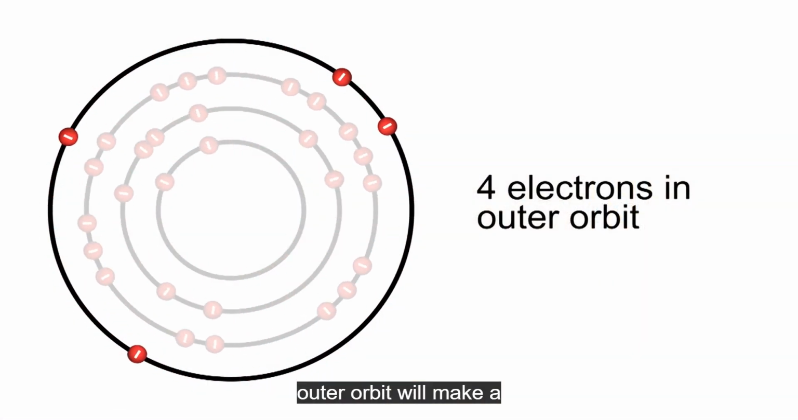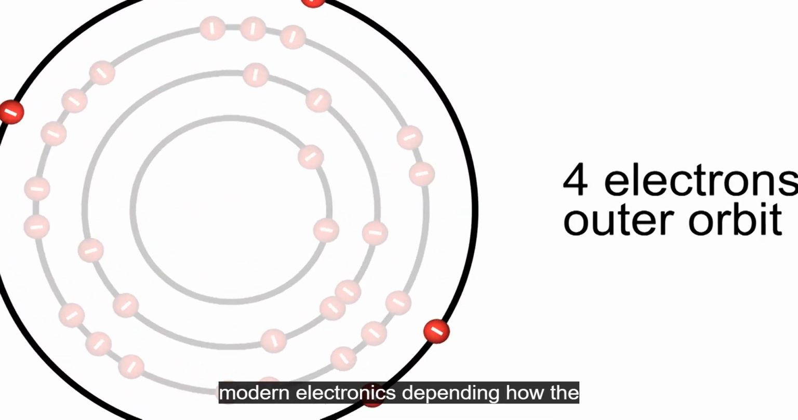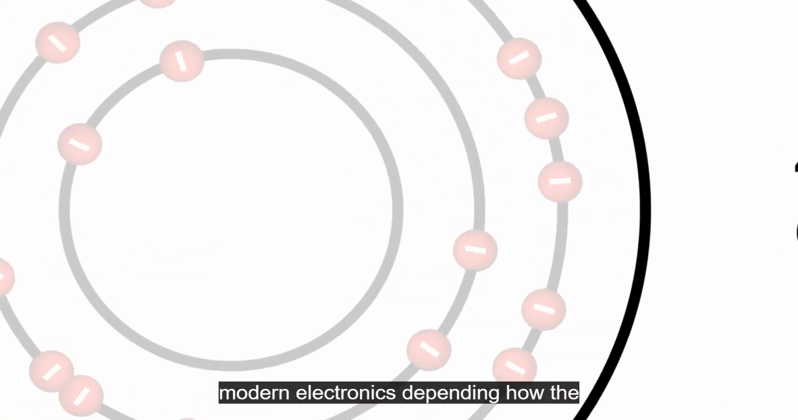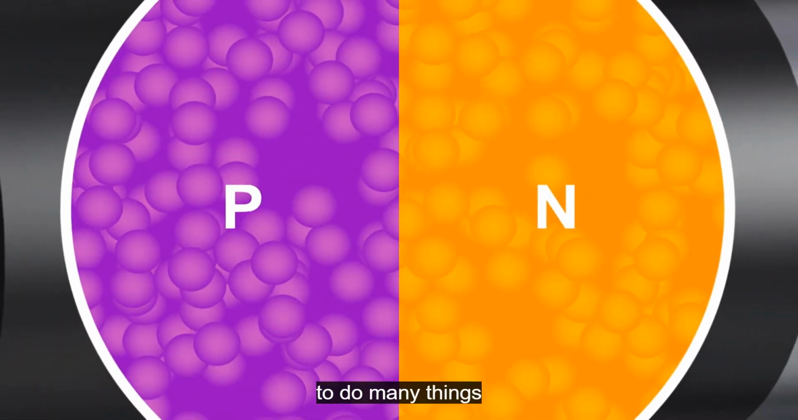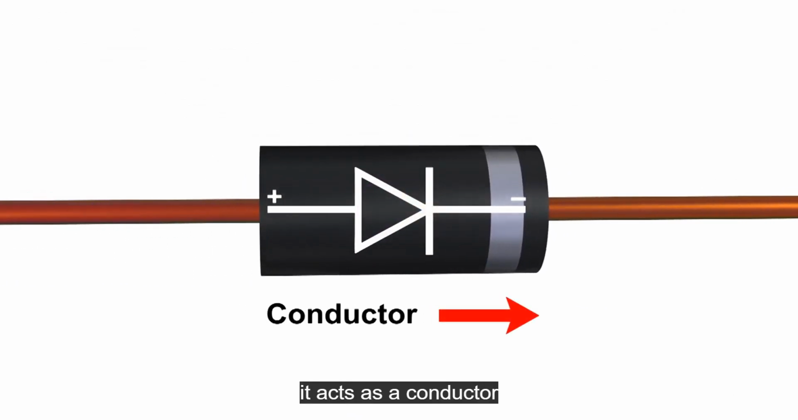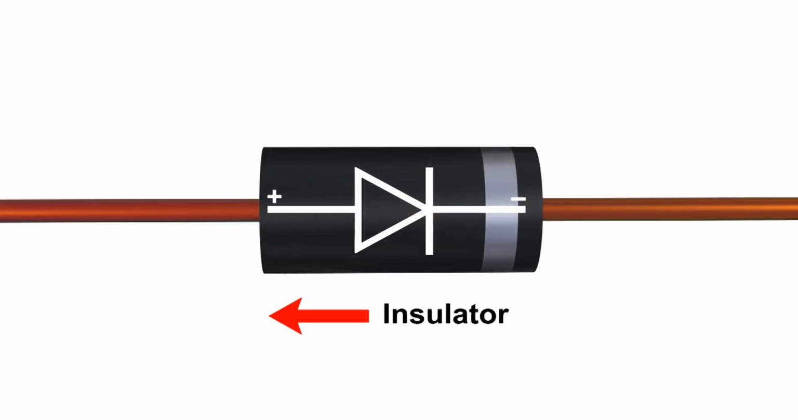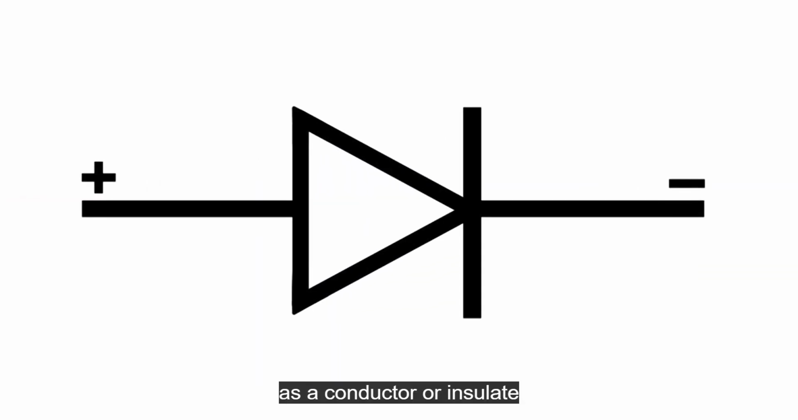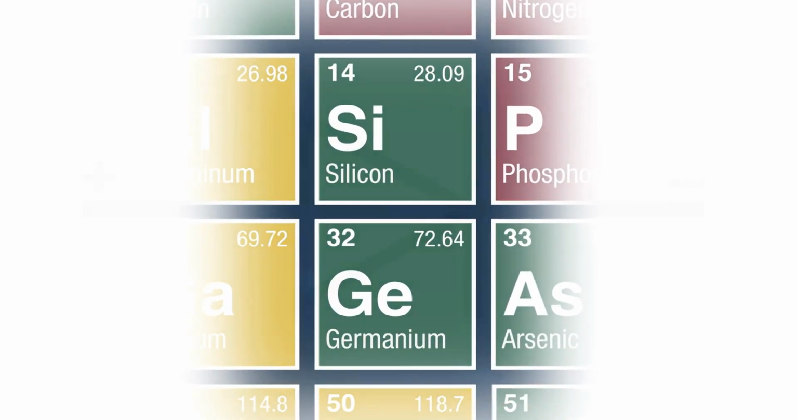4 electrons in the outer orbit will make a semiconductor. These are crucial in modern electronics. Depending how the semiconductors are arranged, it is possible to get them to do many things. Take a diode, for example. It acts as a conductor in one direction and an insulator in the other. It doesn't conduct as well as a conductor or insulate as well as an insulator, but it can do both. Common semiconductors are silicon and germanium.